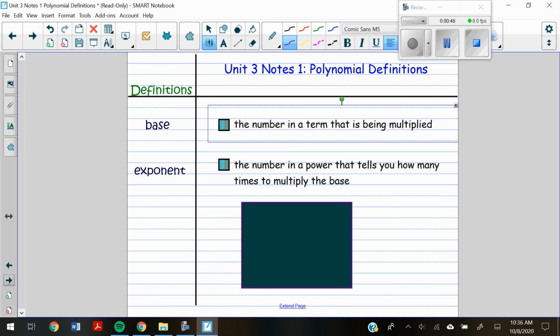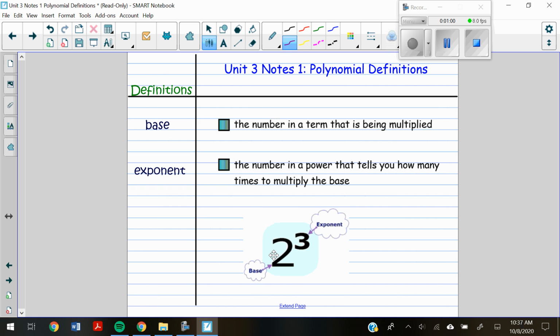All right, base. It's the number in the term that's being multiplied, or sometimes it's the variable in the term that's being multiplied. Exponent is the number in a power that tells you how many times to multiply the base. So here's a good example. My base is 2, my exponent is 3. So what this is telling me is that I need to multiply 2 three times. So pause.